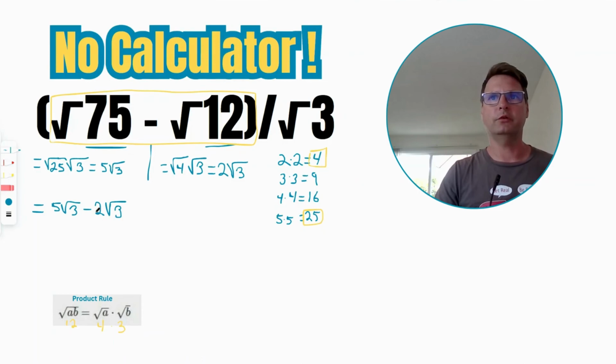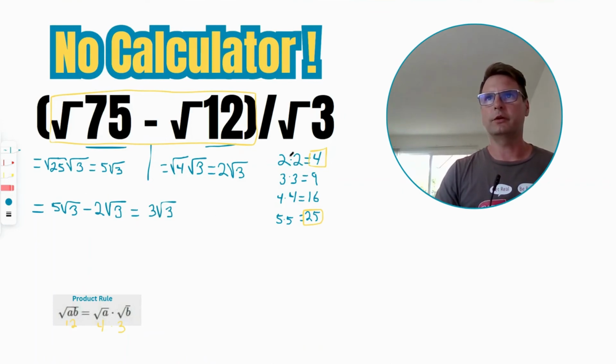Can we simplify this any further before we move on? These look like like terms, right? Like terms just means what it sounds like, things that are alike. So if we had 5 boxes and you take away 2 boxes, how many do you have left? 3, right? So if we have 5 square roots of 3 and we take away 2 square roots of 3, we have 3 square roots of 3 left over. So our whole numerator just becomes 3 square root of 3.